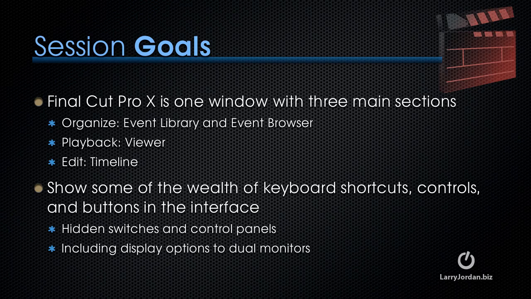The Organize section contains the event library and the event browser. This is where we view and organize our media. Playback means the viewer. That's the window in the top right corner. This is a context-sensitive window that displays both events and the timeline, which is the third section in the Final Cut interface. In this session, I want to show you some of the wealth of keyboard shortcuts, controls, and buttons in the interface, including hidden switches and control panels, and display options that allow dual monitors.